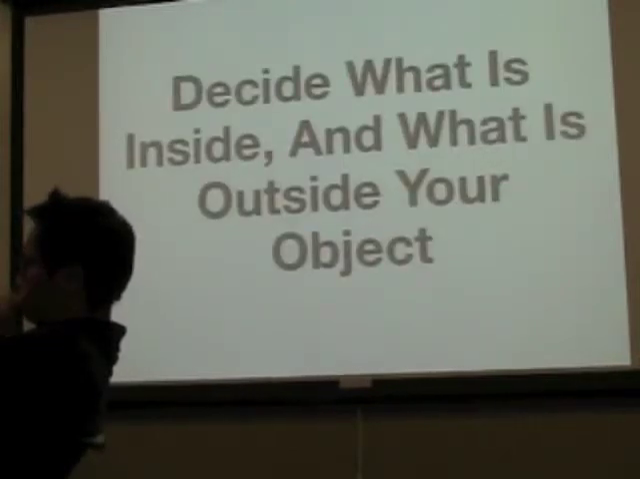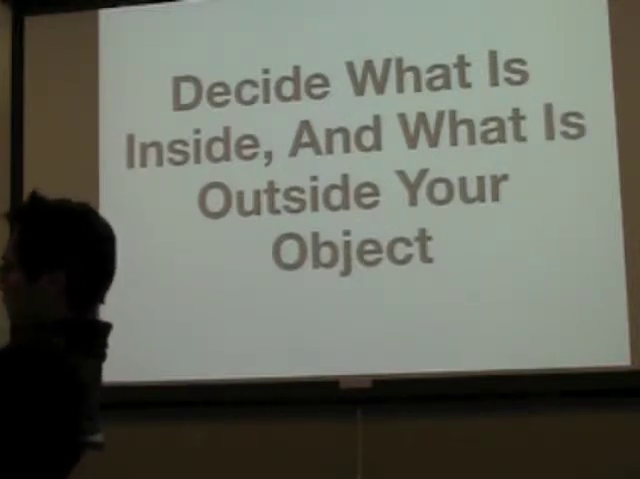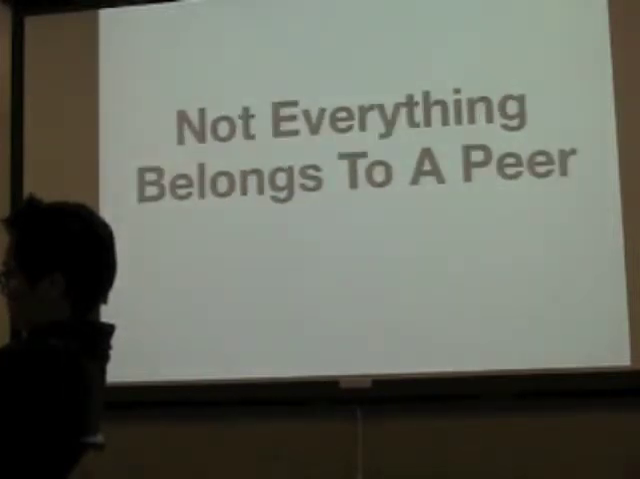The idea is when you're writing a test, you have to decide what the encapsulation of your object is, right? Where are you going to draw the barrier of encapsulation around the object that you're testing? You have to decide what goes inside the object and what goes outside. Everything that goes inside is an implementation detail that you might change, right? And you don't want to couple a test to an implementation detail. Everything that goes outside is a role that another collaborating object is going to play, right? And not everything belongs to a peer.